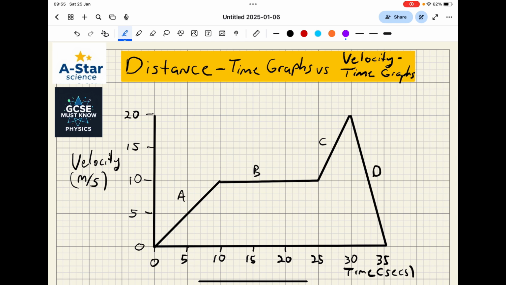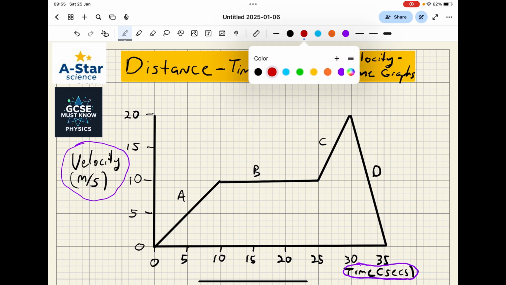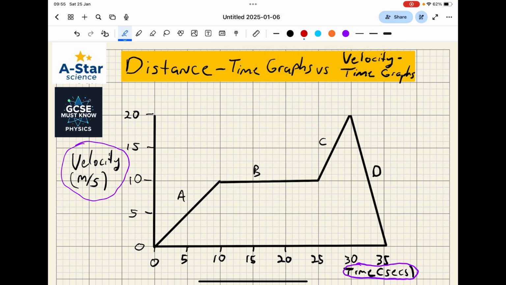So let's look now at velocity time graphs. You can see all I've done is change the units on the side. This is now velocity, and this remains as time. But the graphs tell us different information now. Let's look at the differences. So velocity time graphs, the lines relate to whether the object is accelerating or decelerating.